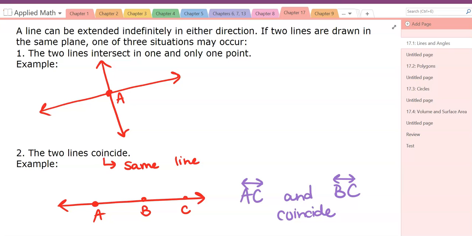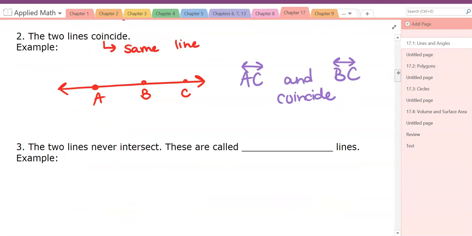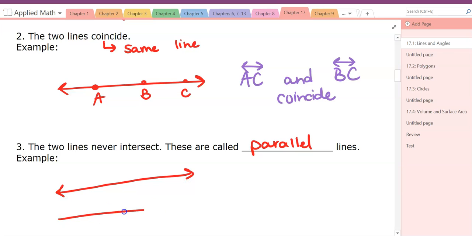The last case, so if you turn the page over, is when they never intersect. What kind of lines are those called? When they never cross. Parallel. Okay, so these are called parallel lines. They would look something like this. Okay, they never cross. They don't have any points in common. They'll always just sit side by side. If we were to look at the equations of these lines, they would have the same slope. So they would be going at the same rate. They would have the same rise over run forever.